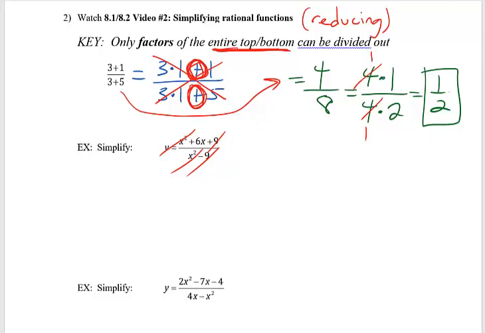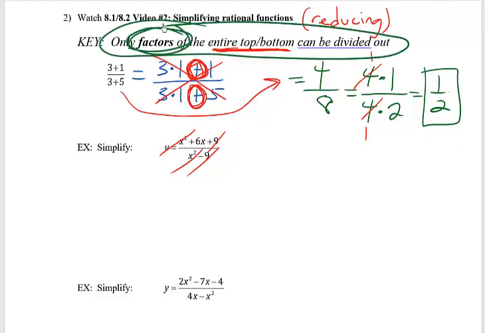It's not true. The only thing you can ever cancel or divide out are factors, which means you have to be looking at giant multiplication problems. You've probably figured out now where this is going. The only way you can simplify something that looks like this is to first factor the entire top and then factor the entire bottom, which means you're going to have to use all those factoring skills back from chapter 6.